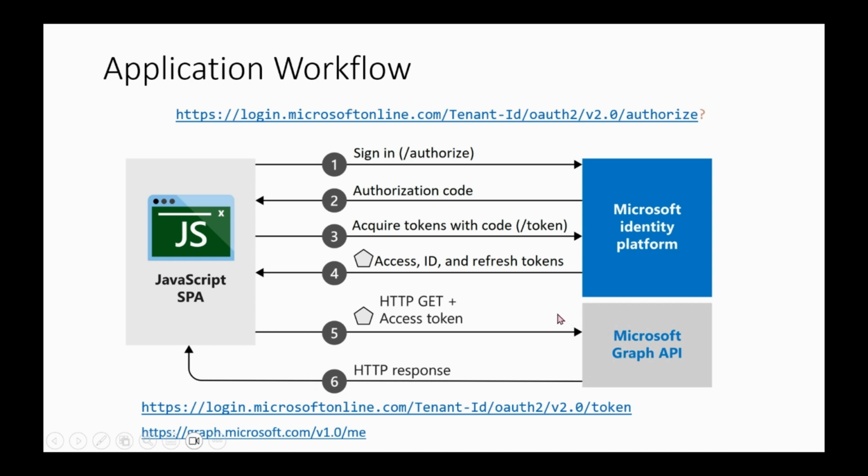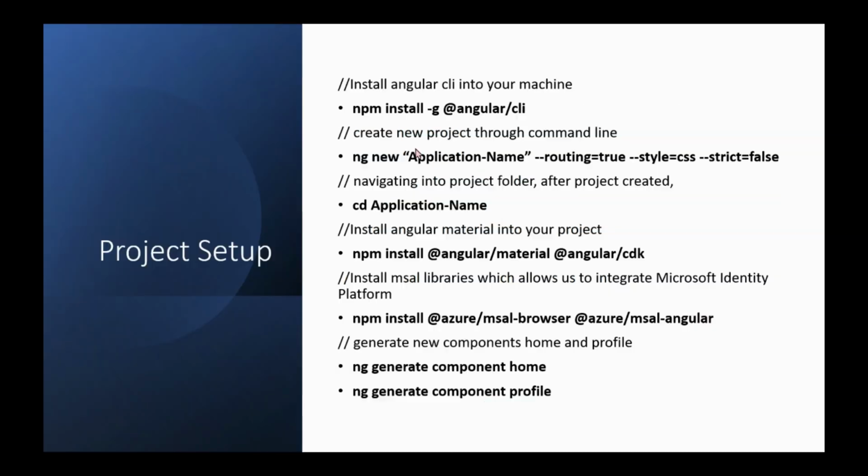Then next we will see the application code. If you are very new to Angular, this step is very important. Go to your CMD and install Angular CLI globally, the -g means global, and before that you should install Node.js. Next, this is the command to create an application: ng new application name. Once you create the application, move to your directory, and then you can start installing the specific libraries.